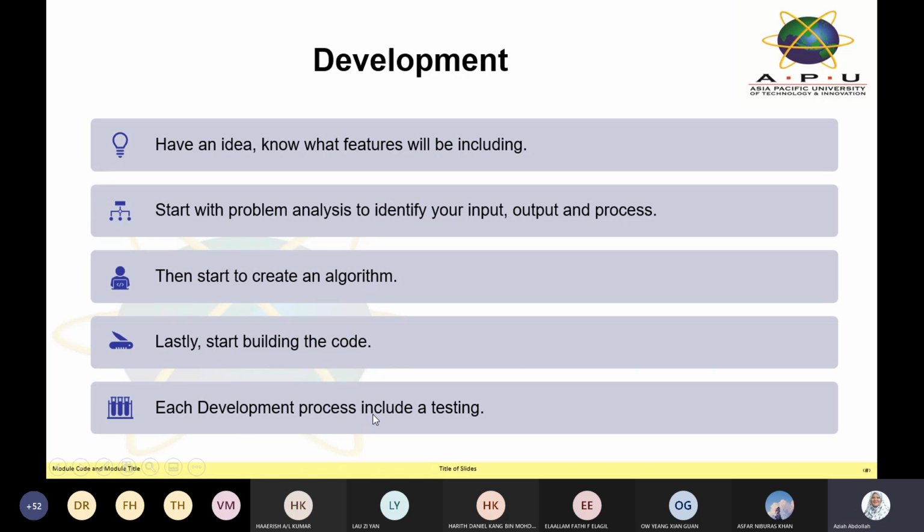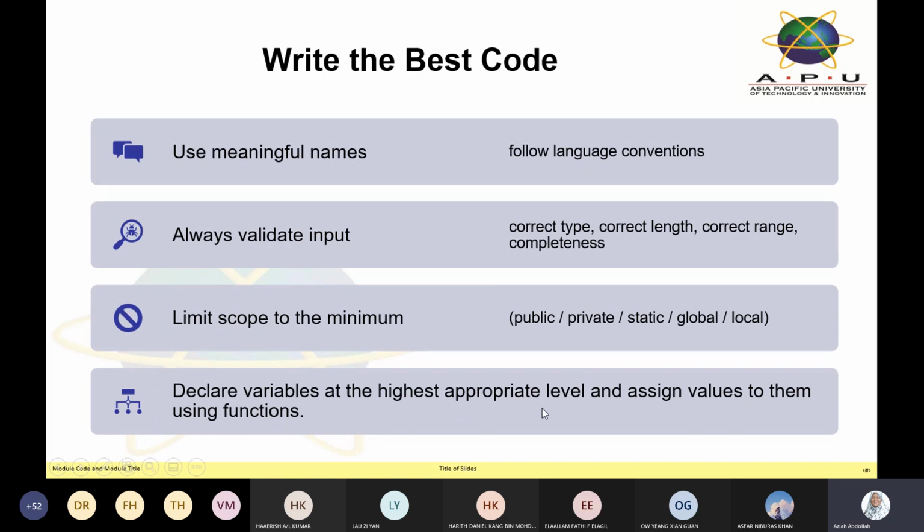Each development process includes testing. You must have the testing. So when you do testing, you must write the best code. Use meaningful names for your broadcasting and your custom blocks. All this we will learn in our class, don't worry. Also for your variables and your list names, use meaningful names.